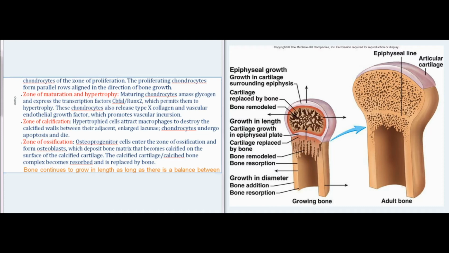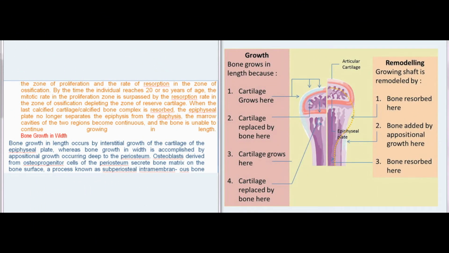Bone continues to grow in length as long as there is a balance between the zone of proliferation and the rate of resorption in the zone of ossification. By the time the individual reaches 20 or so years of age, the mitotic rate in the proliferation zone is surpassed by the resorption rate in the zone of ossification, depleting the zone of reserve cartilage. When the last calcified cartilage/calcified bone complex is resorbed, the epiphyseal plate no longer separates the epiphysis from the diaphysis, the marrow cavities of the two regions become continuous, and the bone is unable to continue growing in length.